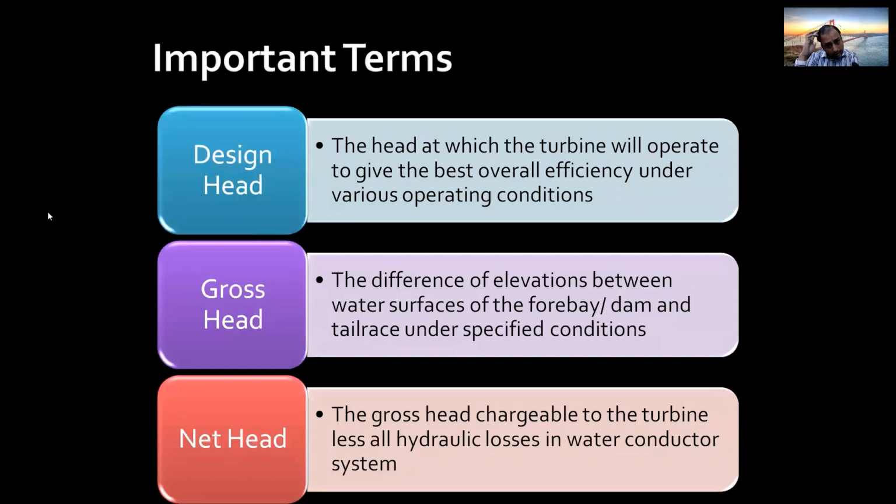The head at which the turbine will operate to give the best overall efficiency under various operating conditions is the design head: FRL minus the tail water level. Gross head is the difference between the elevations of water surfaces of the dam reservoir and the tail race under a specific condition. It's not necessarily FRL or MDDL. It can be in between also. Net head is gross head minus the head loss.